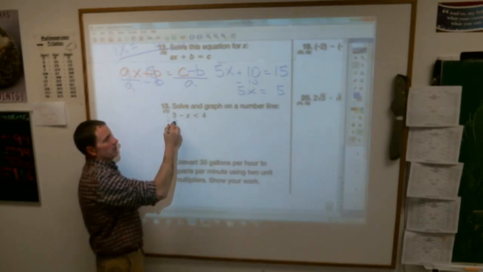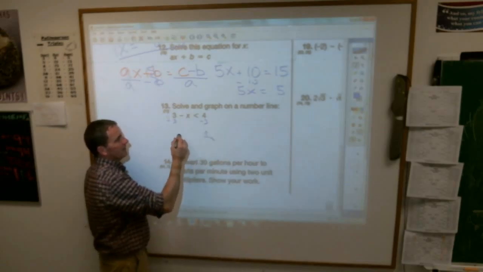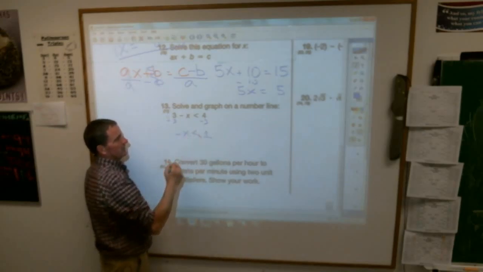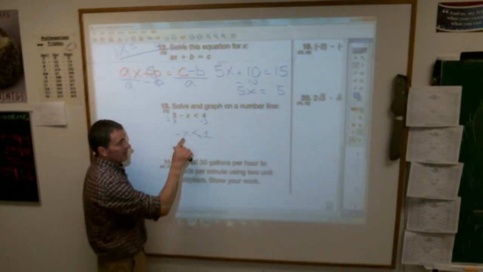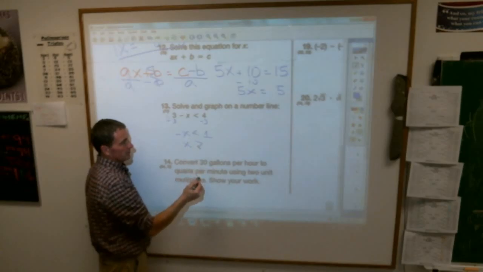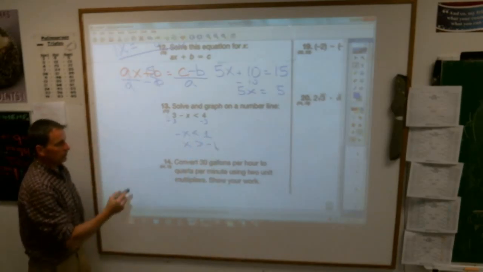So you do the same thing as always. You subtract 3, and that doesn't change anything because I'm adding and subtracting. I get a negative x is less than 1. And here's where the darn it part comes in. I need to change this to its opposite. I need to change that to its opposite. I need to change that to its opposite. So x is greater than negative 1.